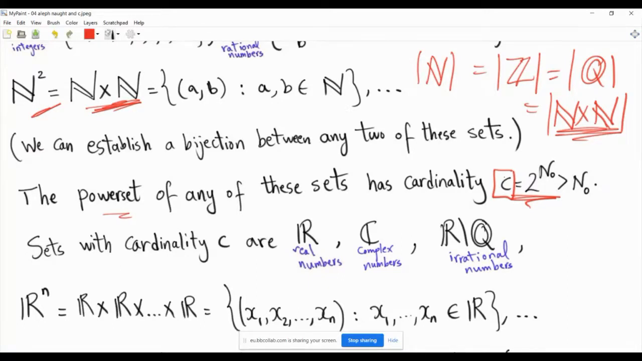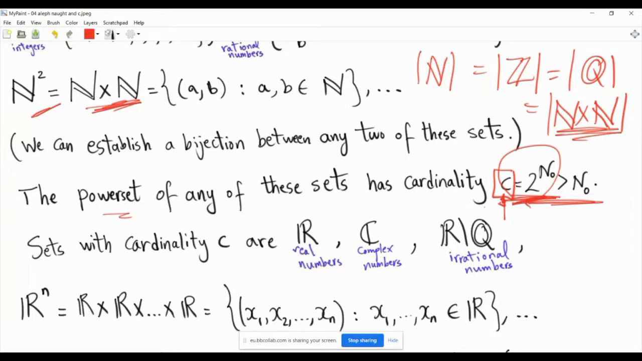They are called the continuum, and sometimes we write c as 2 to the power Aleph Naught. The reason for this notation is that it is a generalization of the idea that for finite sets, if a finite set has m elements, then the power set has 2 to the power m elements. And by our previous proof, 2 to the Aleph Naught is strictly greater than Aleph Naught, and 2 to the Aleph Naught is equal to c.